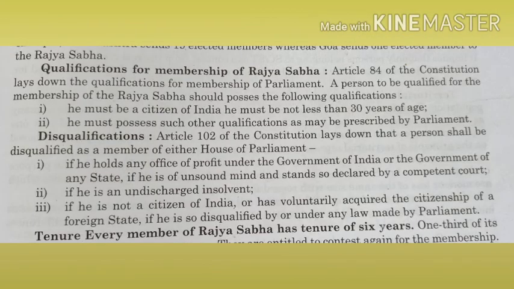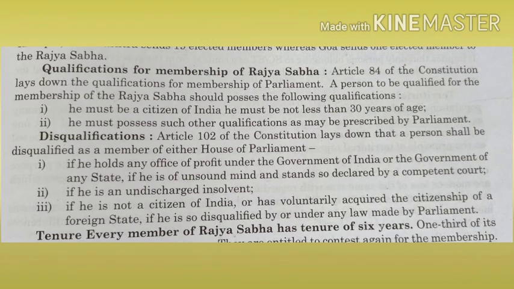Let us now examine the qualifications required for membership to the Rajya Sabha. According to Article 84 of the Indian Constitution, a person should possess the following qualifications to be a member of the Rajya Sabha. First, he must be a citizen of India. He must not be less than 30 years of age. He must possess other qualifications as may be prescribed by the Parliament.